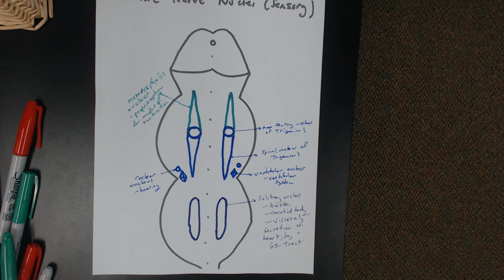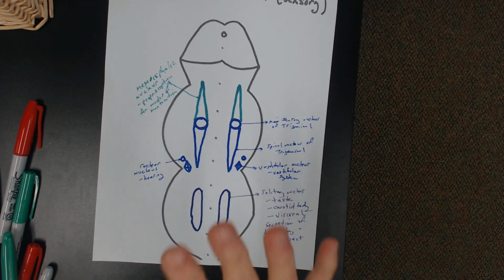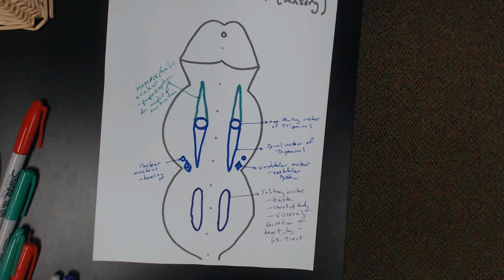Just stretching out. Okay, this is sensory. Now, from here on in, we're going to take these motor and sensory nuclei and hook them up with their cranial nerves. And this is, I think, the question that you guys are asking me over and over, which is good. That means that you're understanding what I'm trying to say.